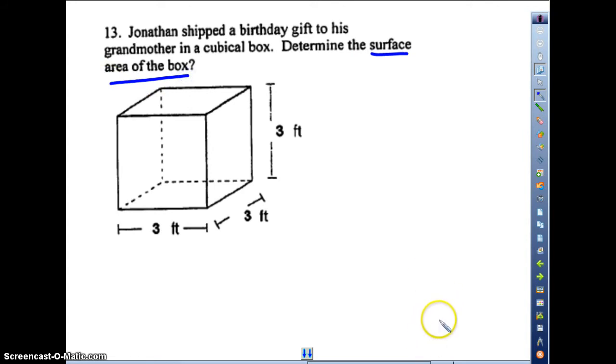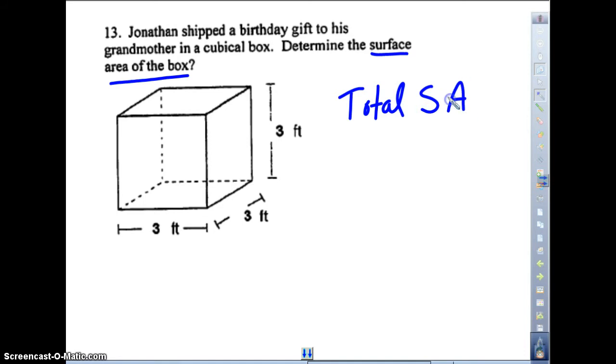So my next question is, do they want lateral surface area or do they want total? They want total. If they wanted lateral surface area, they would have said lateral surface area, or they would have said, what's the area of the sides of the box only? If they don't say that, they want total surface area. So what's this shape? It's a prism. Yeah, it's a cube. But on our formula chart, it's going to be a prism.